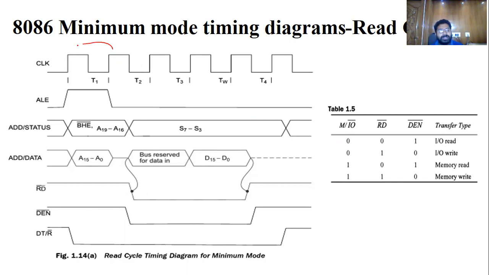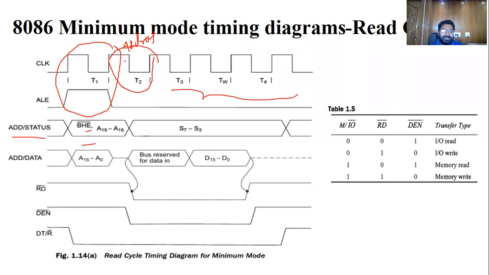You know that at the T1 state, the microprocessor puts out the address. These are the address lines at the T1 clock cycle. At T2, another clock cycle is required to convert the address lines to data lines. For that, you give the address latch enable. These latches will convert the address lines to data lines. For that purpose, it requires one clock time period. After that, in the remaining clock periods, the address bus is converted to the data bus.